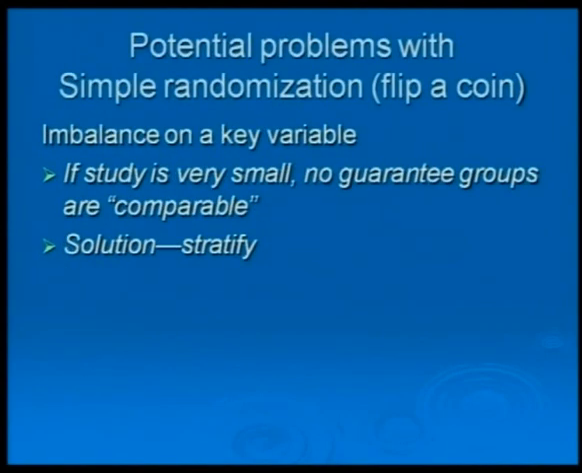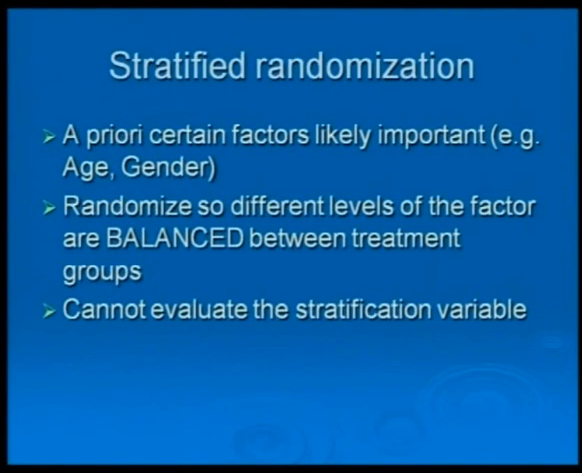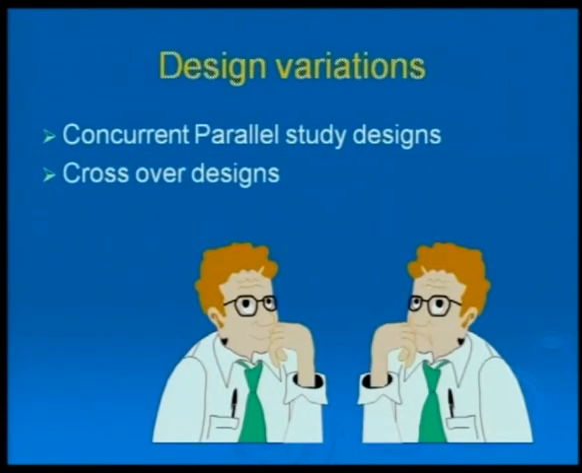After that, the potential problem I have already discussed is that if the sample size is very small in simple randomization, there is no guarantee that the groups will be comparable, and the solution is to stratify them. Stratification means I will take certain factors, such as age and sex, and then divide them accordingly. So the male patients between 25 to 44 years I have taken in one group, and the female 45 to 64 years in the other. And to these two groups I have assigned 2 treatments.